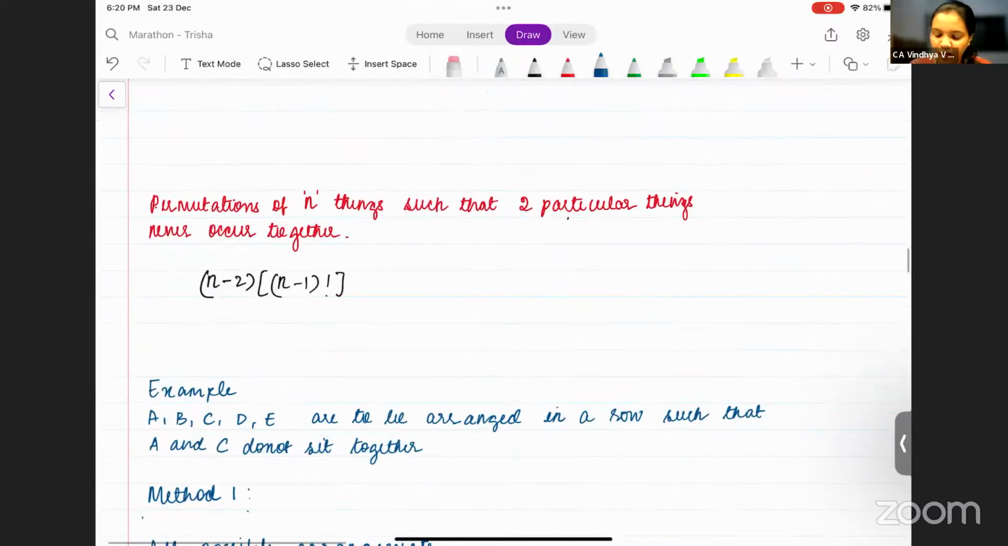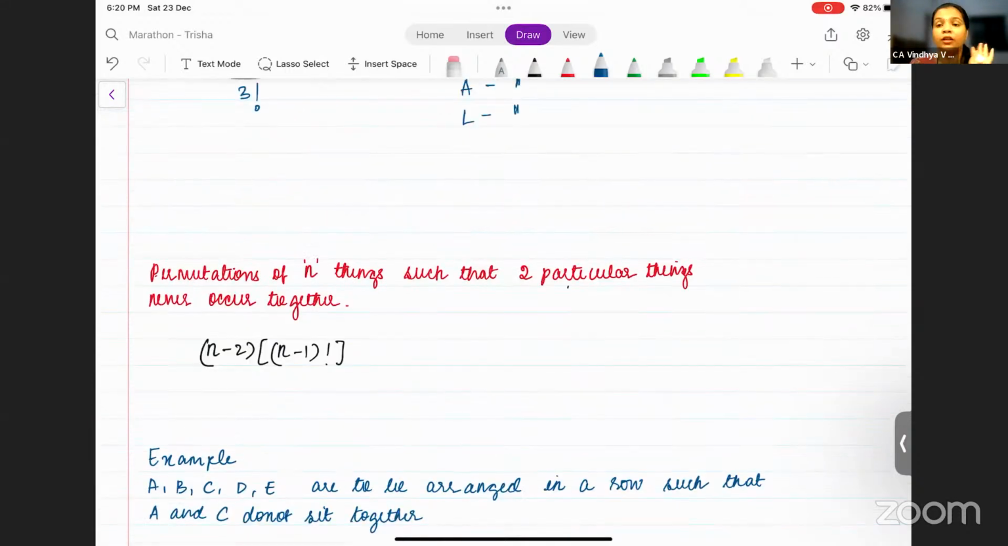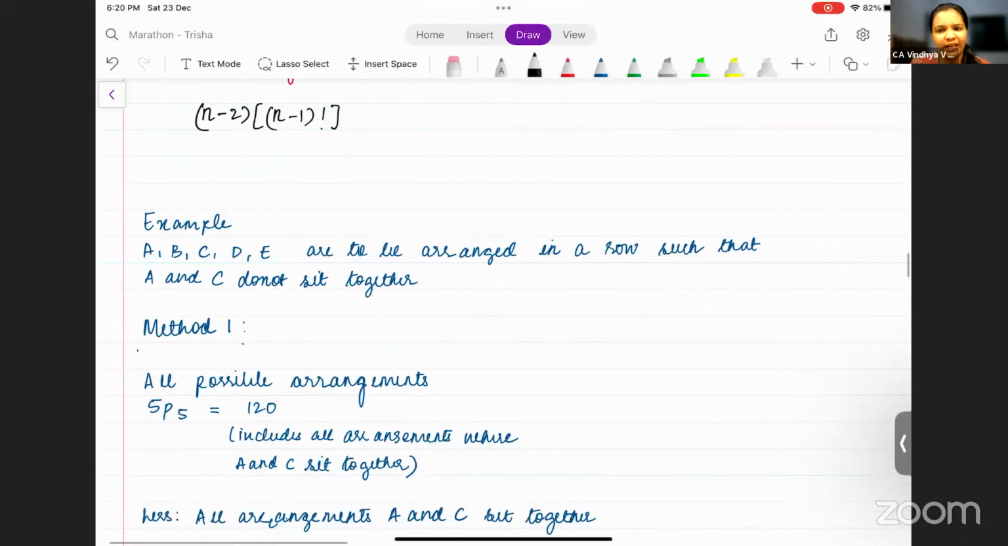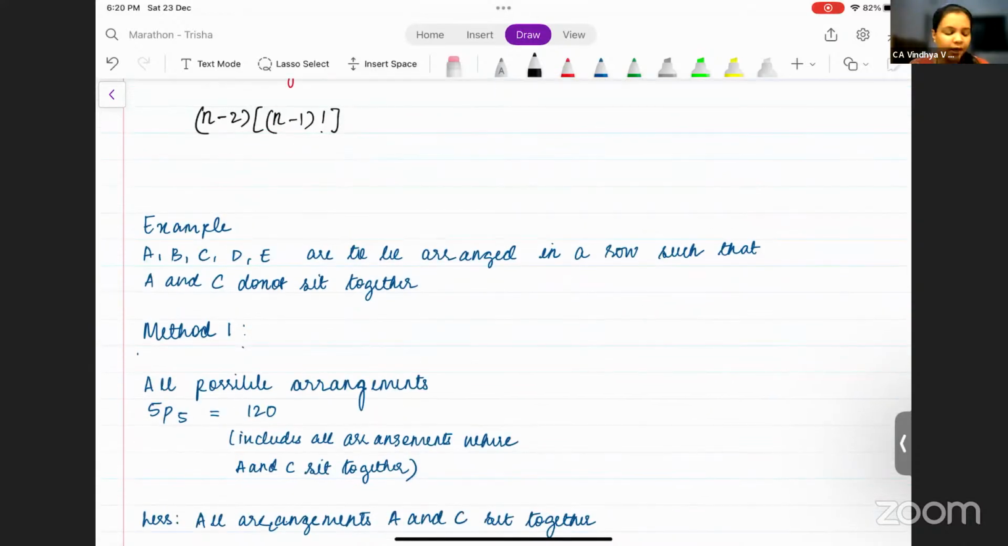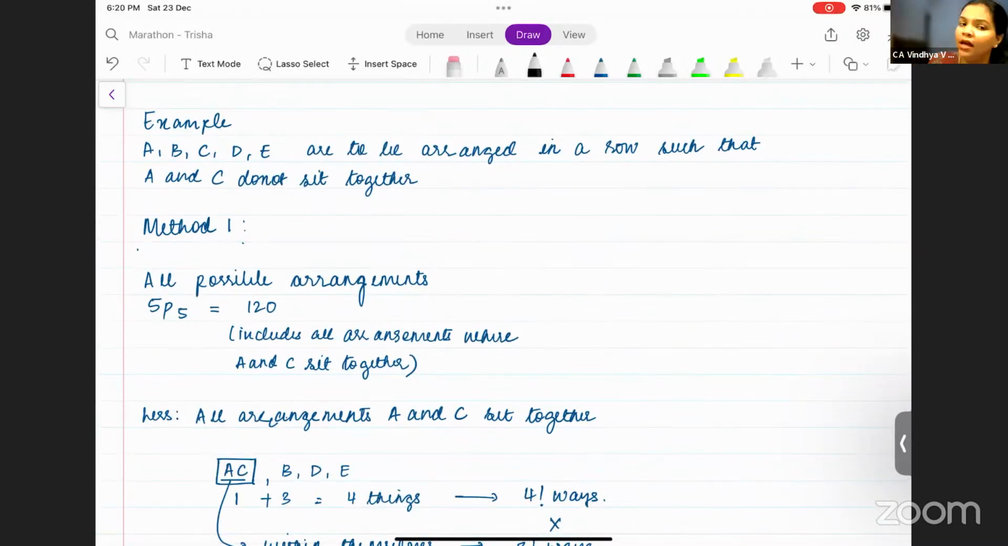Okay. All right. Next one is permutations of n things such that two particular things never occur together. Okay, we have a simple formula given here, n minus 2 into n minus 1 factorial. All right, but I'll give you two methods to solve this, okay? Because one of these methods is very important from the point of view of examination. There are quite a few questions which can be asked. Now, let's say we have A, B, C, D, E to be arranged in a row in such a way that A and C do not sit together.